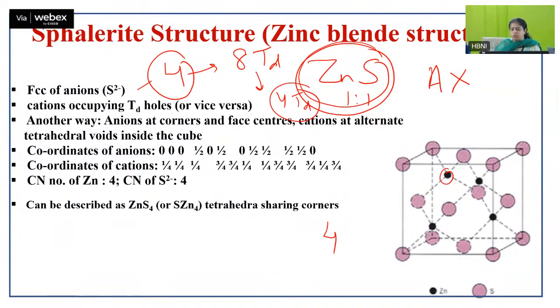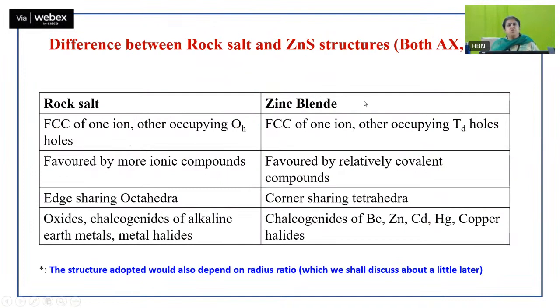If you want to see the coordination number of your sulfur ion, you will also have to consider the cubes which are lying adjacent, and then you will be able to see that it is ZnS4 as well as SZn4 tetrahedral. Alright, and they are sharing corners. If all my tetrahedral holes were occupied, then they would have shared edges. Right now, they are sharing corners. Okay, so now you can ask me, both of them are AX, rock salt and ZnS.